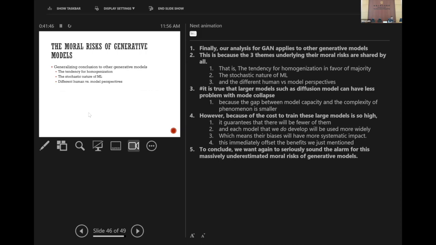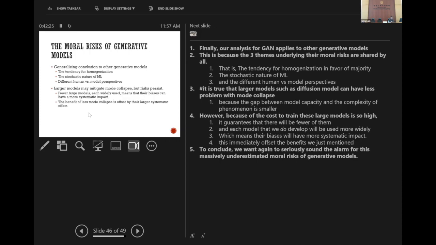Finally, our analysis for GAN applies to other generative models. This is because the three themes underlying all these issues and all the moral risks that I discussed are shared by all models, right? So here is the tendency for homogenization in favor of majority modes, and this stochastic nature of machine learning, as well as this different perspective humans and models take on what constitutes a mode and how to individuate modes.